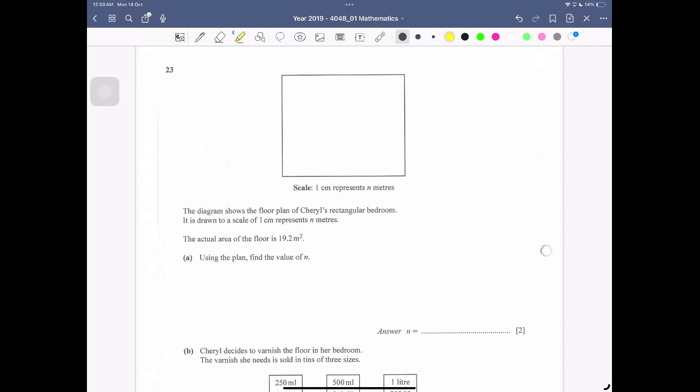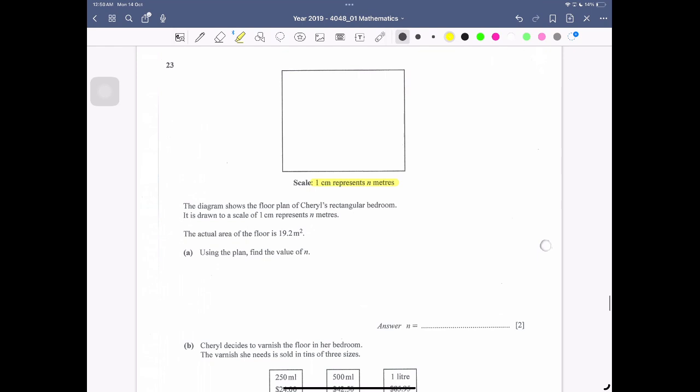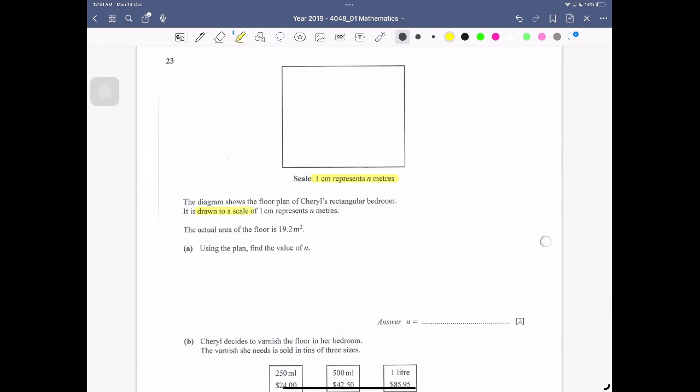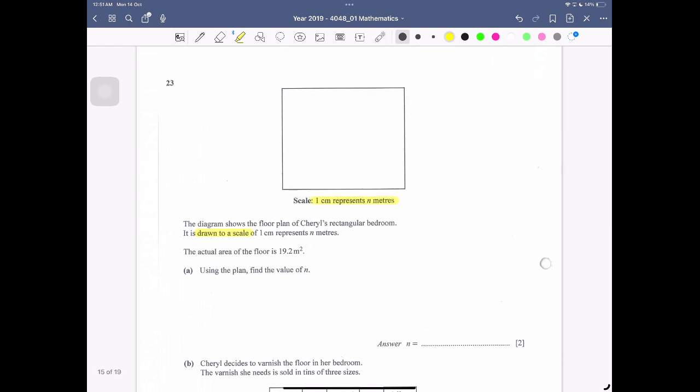For question 23, we have a rectangle and the scale 1 cm represents n meters. The diagram shows the floor plan of Cheryl's rectangular bedroom. It is drawn to scale. Drawn to scale means we actually have to use our ruler to measure the length and the breadth so that you can get the actual meters.